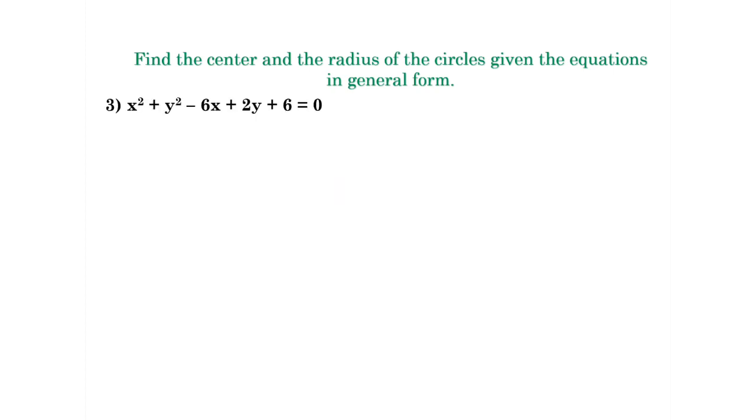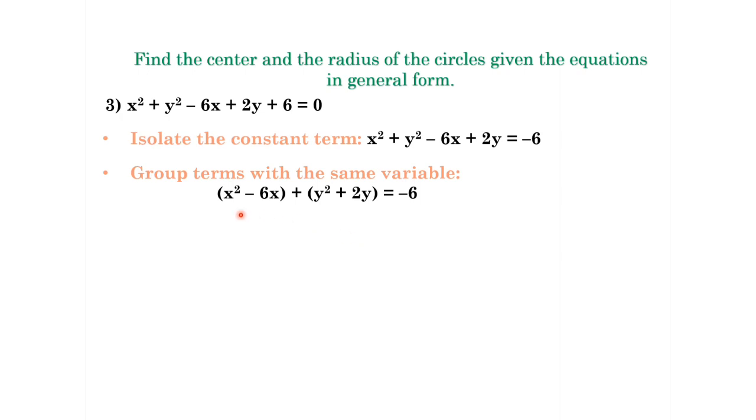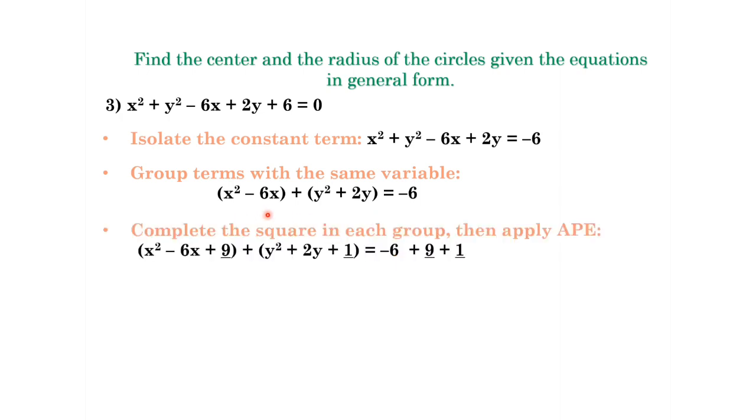And last example, here again, isolate 6. So it's going to be negative 6. So combine the x's, x squared minus 6x, y squared plus 2y. So complete the square, divide negative 6 by 2, you get negative 3. Raised to 2, that's positive 9. So add 9 to the other side. 2 divided by 2 is 1. Raised to 2, that's 1. So add 1 also to the other side.